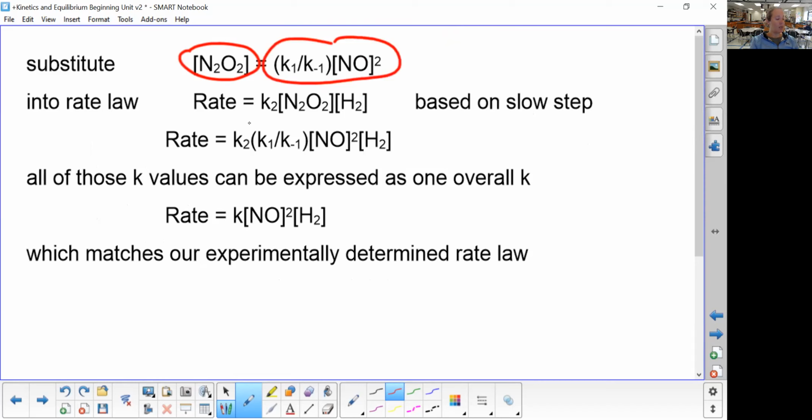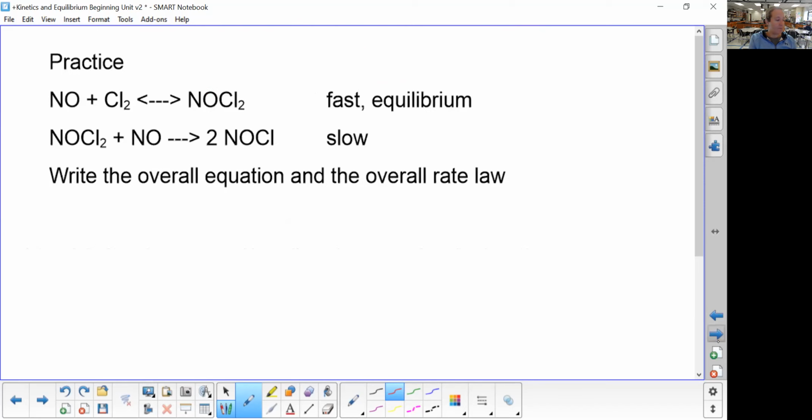And you're going to get a whole bunch of Ks, okay, which you don't necessarily need, but it's going to be some rate constant that combines the relative rates of the equilibrium step and the slow step. And then we plugged in the NO squared, substituted it for this. But all of those K values can be expressed as one overall K, which has to be determined experimentally anyway. So that's where you get the rate is K times the NO squared and the H2, which does match the experimental one. You have to do a little substitution. I think you can see it, and just plug it in if you had to do one of those. Let's do one, okay, which we don't have the answer for.